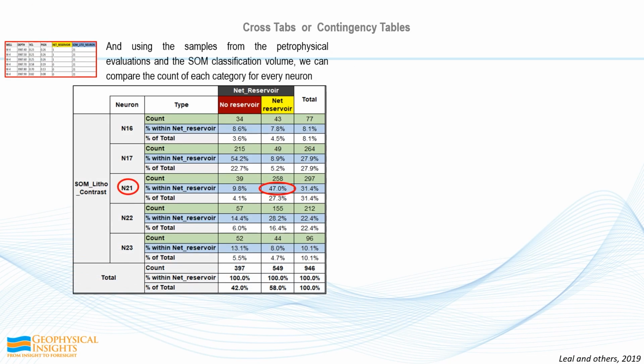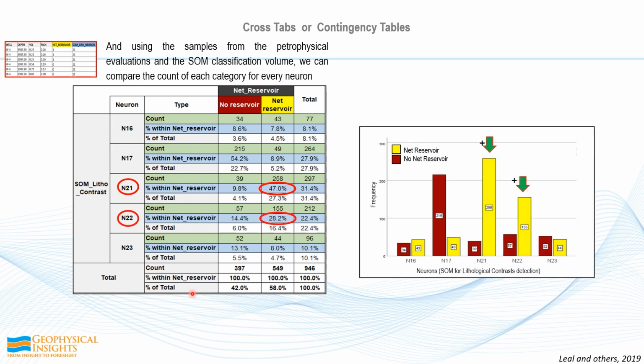So here's a look at the contingency table, much like the one we showed for the Niobrara section. You can see, again, we're looking at neuron 21, which in, for example, well 4 had 3 samples of net reservoir and 3 samples of non-net reservoir. Here we have it summed up for all of the wells in the field.